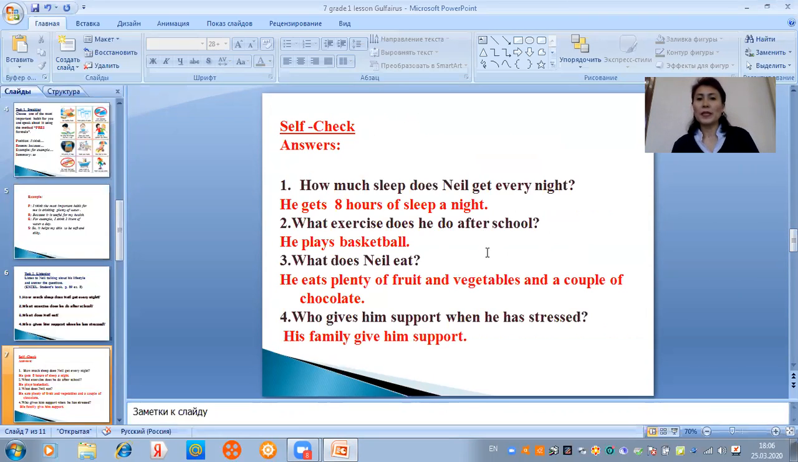What does Neil eat? He eats plenty of fruit and vegetables and a couple of chocolate bars. Who gives him support when he has stress? His family give him support. Thank you.